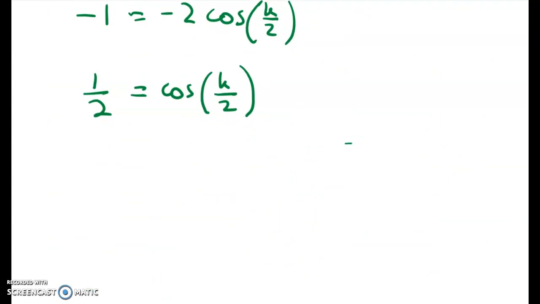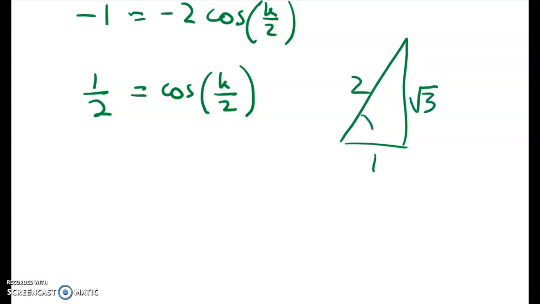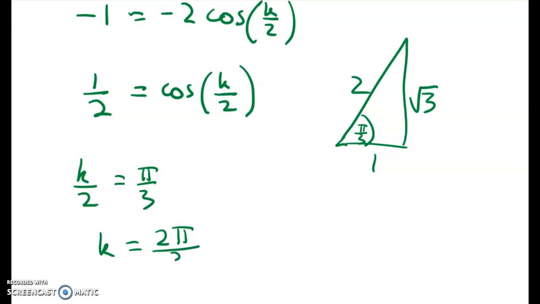So special triangles, here we are, 1, √3, and 2. We want this angle here, and this is pi on 3. So k over 2 is equal to pi on 3, giving me a final answer of k is equal to 2 pi on 3.